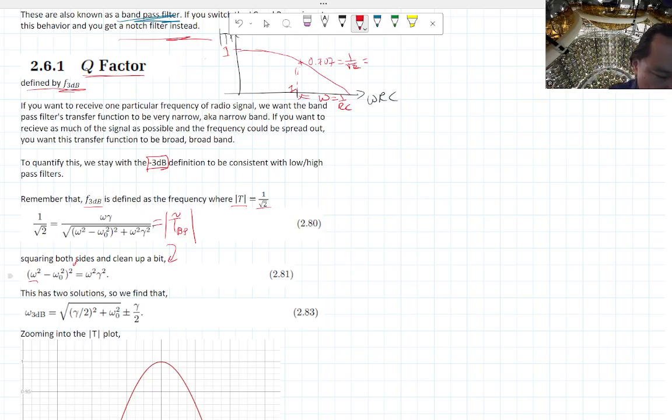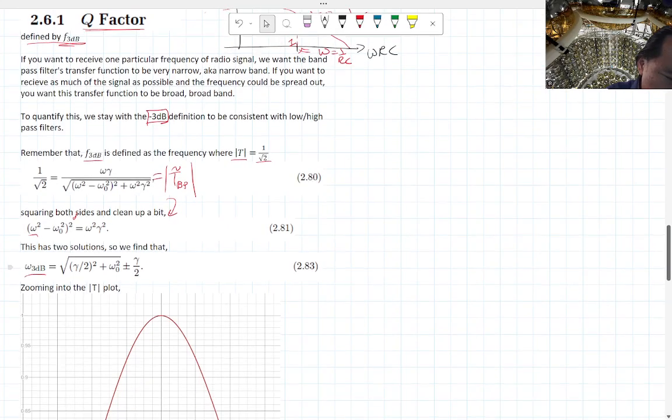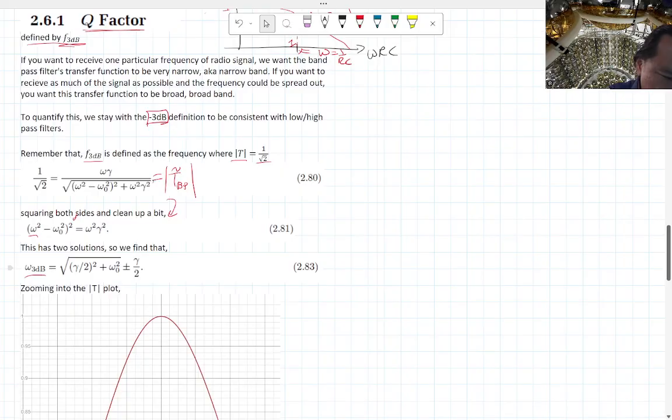So this is a quadratic equation. It has two solutions. You can plug it into your calculator to solve this. What you end up with is that omega at the F3 dB point for our bandpass filter, or RLC circuit in series, is going to be equal to the square root of gamma over 2, the whole thing squared, plus the resonant frequency squared, plus or minus gamma over 2, because you have two solutions in a quadratic equation.